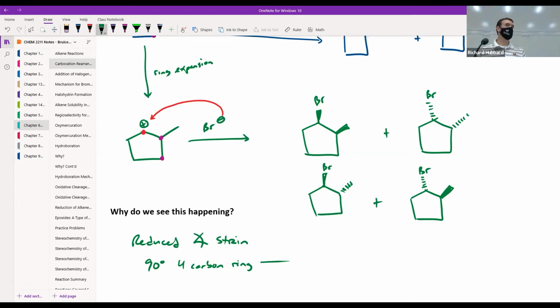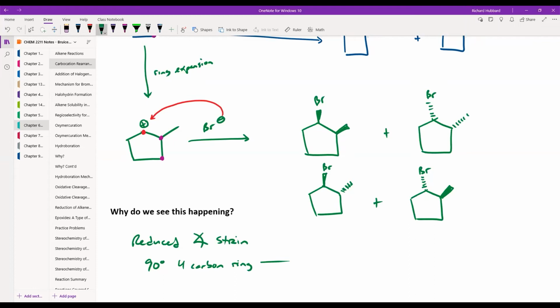Hydride shift, alkyl shift, could be methyl, ethyl, any number of alkyl groups, ring expansion, all of which result in some type of strain reduction, which is what makes it viable.